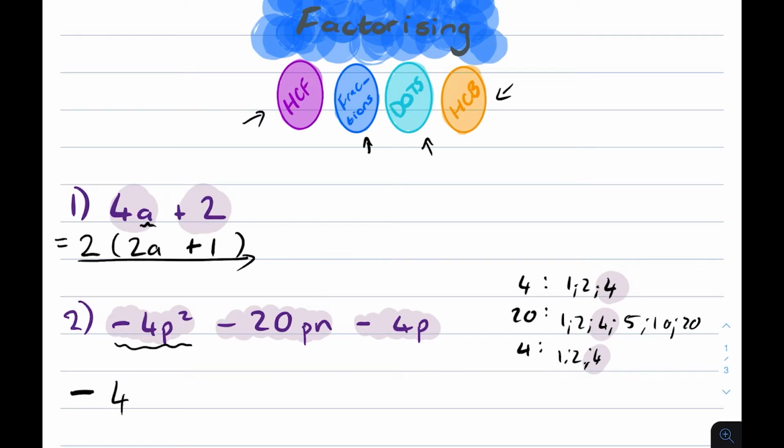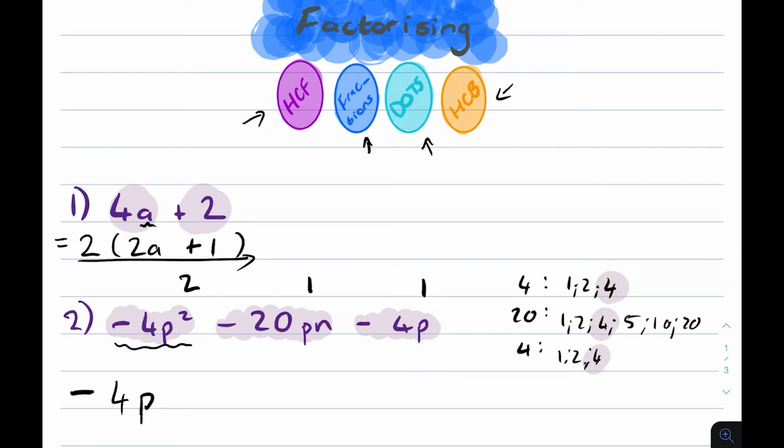Then you can look at the variables. Now, only the first one has p squared, the second one has 1p, and then the third one has 1p. So the first one has 2, the second one has 1, and the last one has 1. So the most you can take out from all of them, which will be the same amount, is just 1p. You can't take out p squared if only one of them has p squared.